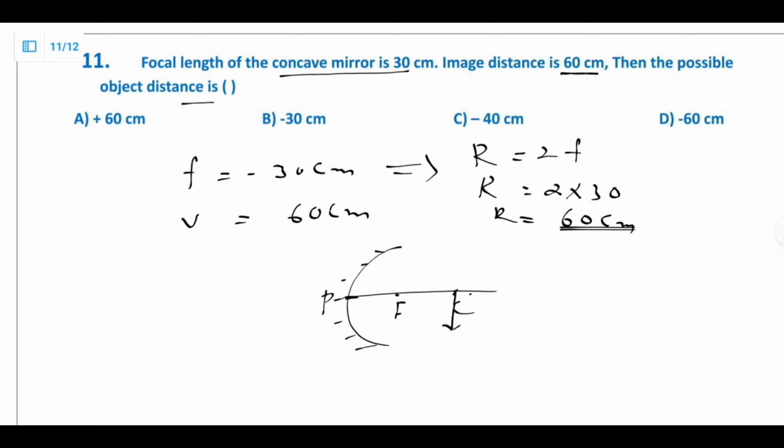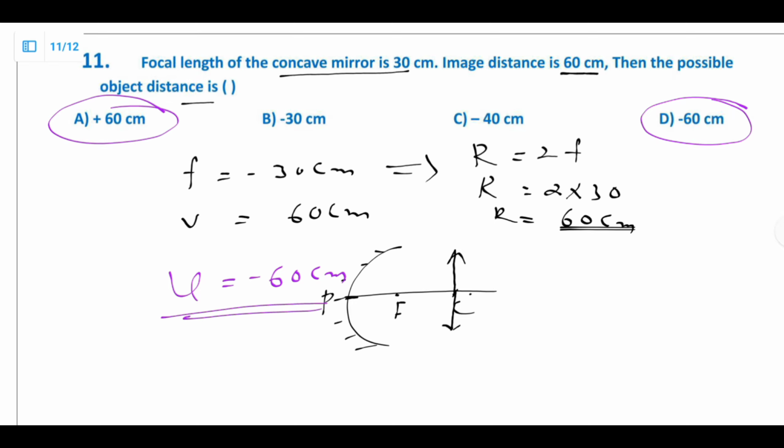Now what is the object distance he is asking? Definitely the object should be on the center of curvature itself. When the object is at the center of curvature itself, the object distance will be 60 centimeters. Now there are two options, plus 60 centimeters and minus 60 centimeters. You know the object distance always must be taken as minus. So the option is minus 60 centimeters.